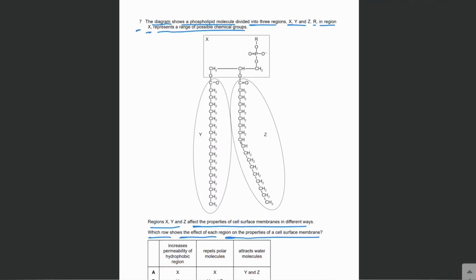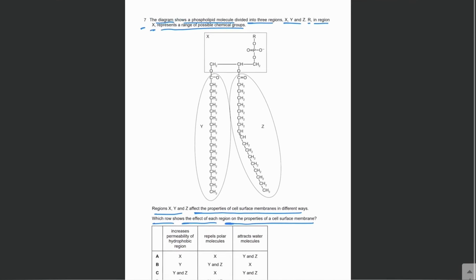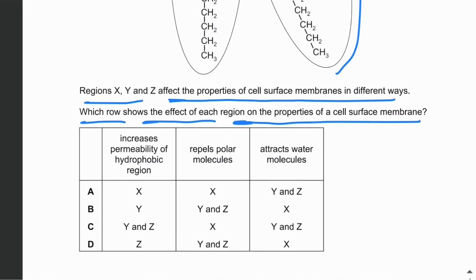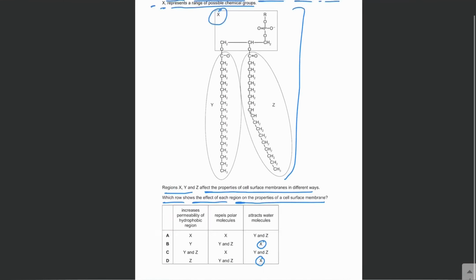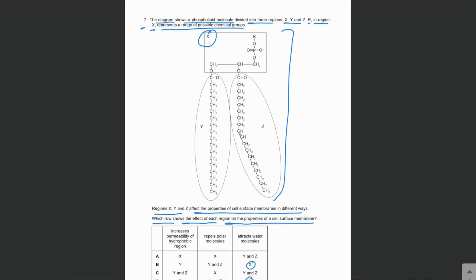Okay, guys. So, what is the property of X? X is basically a hydrophilic part of the phospholipid. This molecule is the phospholipid, and X is the hydrophilic part. So, it attracts water molecules because X is the hydrophilic part. Repels polar molecules. These hydrophobic tails, both Y and Z, they repel polar molecules, right?